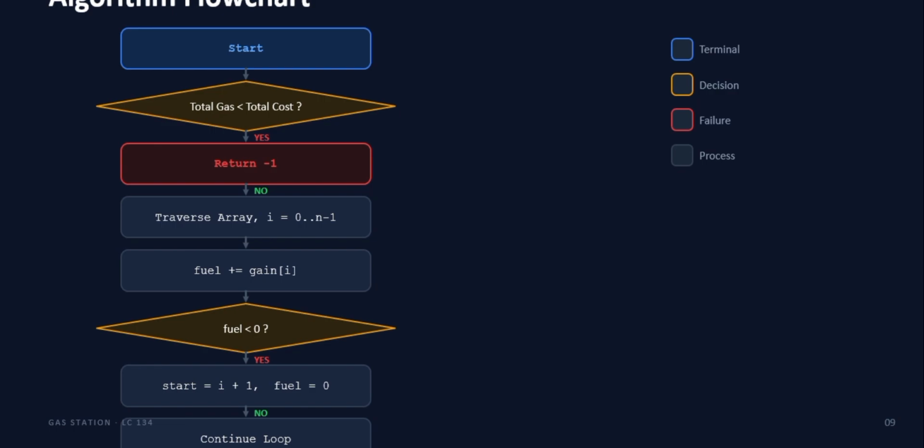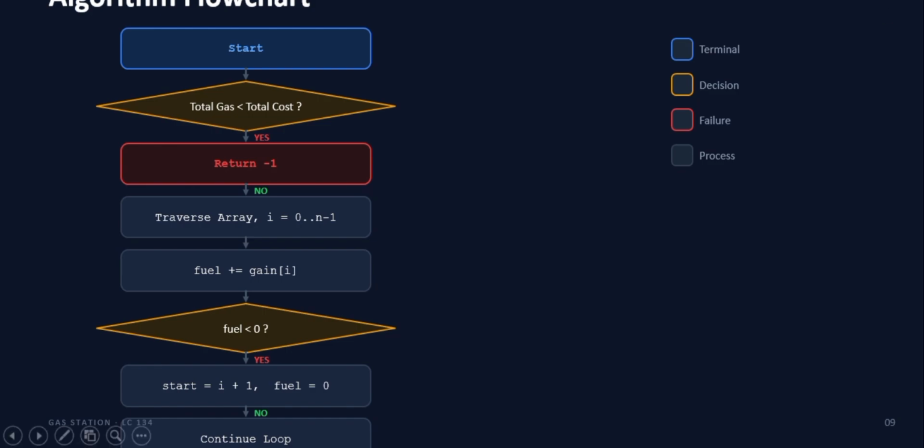So this is the algorithm part. If the sum of the gas is not greater than the sum of the total cost, it doesn't make sense to have a circular route, so for that matter we return -1. This is a good condition at first. Then we traverse the array and calculate the fuel. If the fuel is negative, the fuel becomes zero and the starting becomes index I+1. Finally, after continuing the loop, we return it.